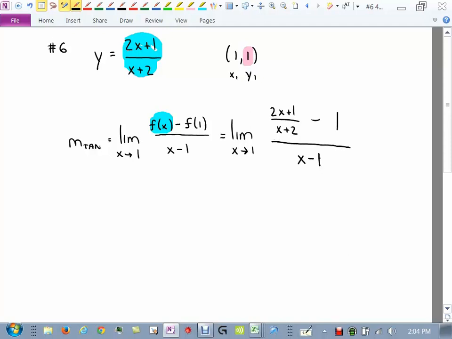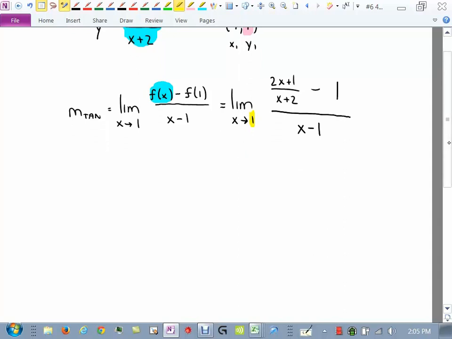Okay, at this point, if you try to let x be 1, what you're going to get is 0 over 0. So again, we're going to need some sort of algebra to try and work this out. So here's the algebra that I'm going to employ here. Because I have a fraction up here, and then a bigger fraction, so this complex fraction, I'm going to look in the numerator, I'm going to get a common denominator.